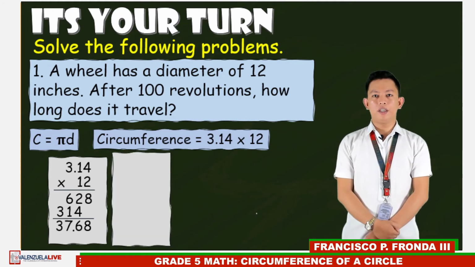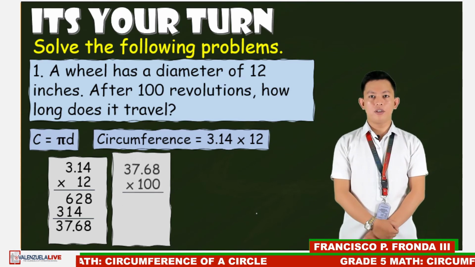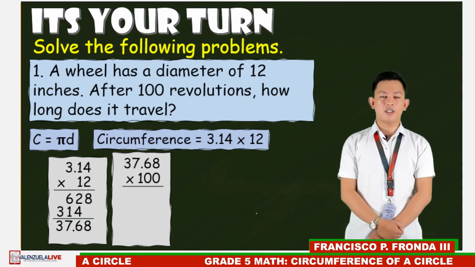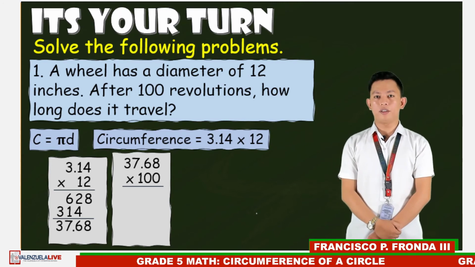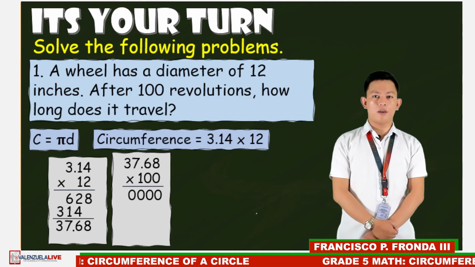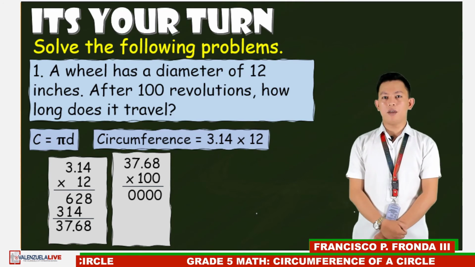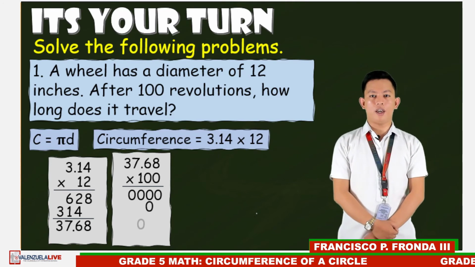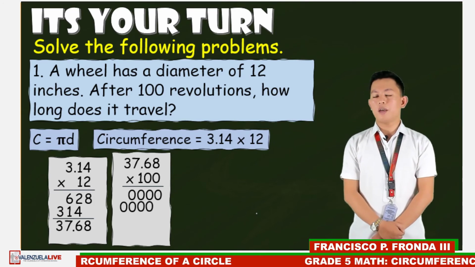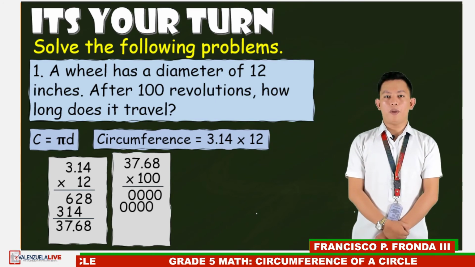Now, let's multiply the circumference by 100 revolutions. Okay? So, 37.68 or 37 and 68 hundredths multiplied by 100. Okay? 0. So, any number multiplied by 0 is 0. 0 times 8 is 0. 0 times 6 is 0. 0 times 7 is 0. And 0 times 3, the answer is 0. And then again, 0 times 8 is 0, 0 times 6 is 0, 0 times 7 is 0, and 0 times 3 is 0. Then, multiply 1 to 8.